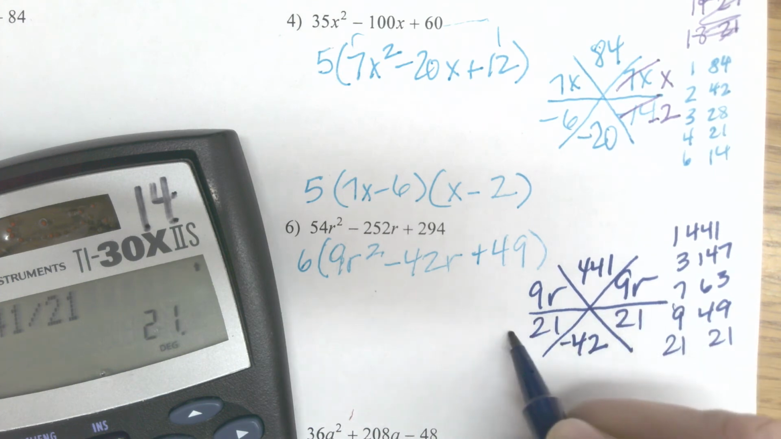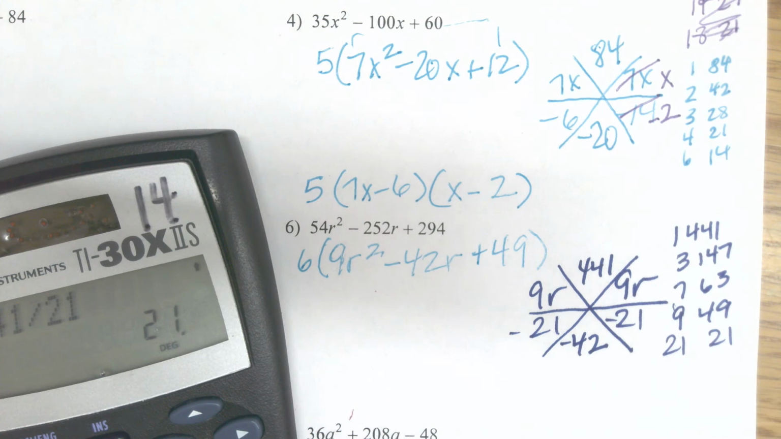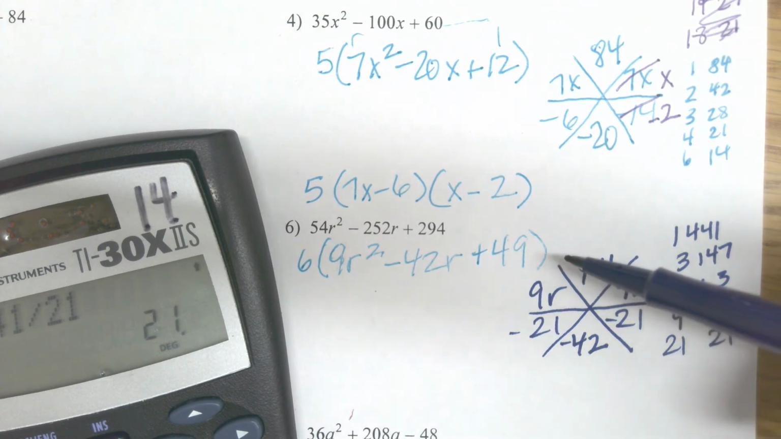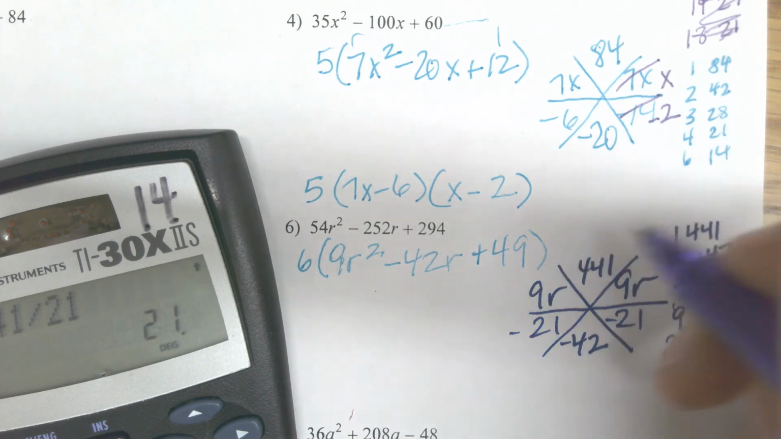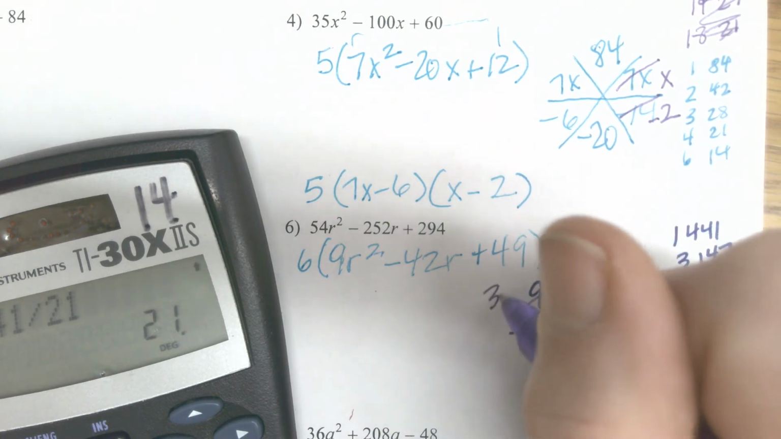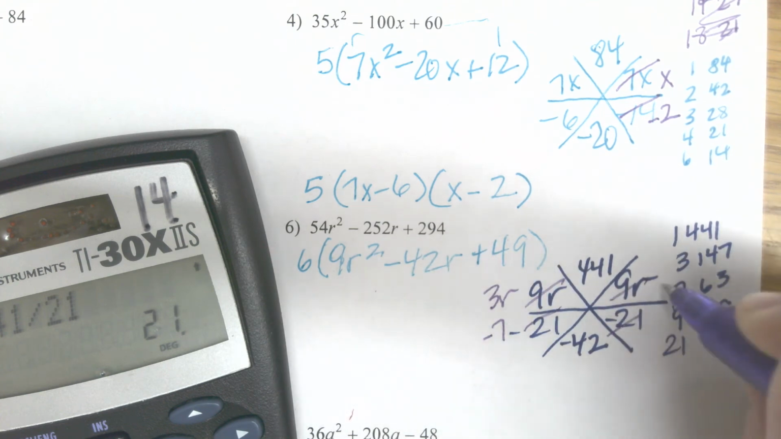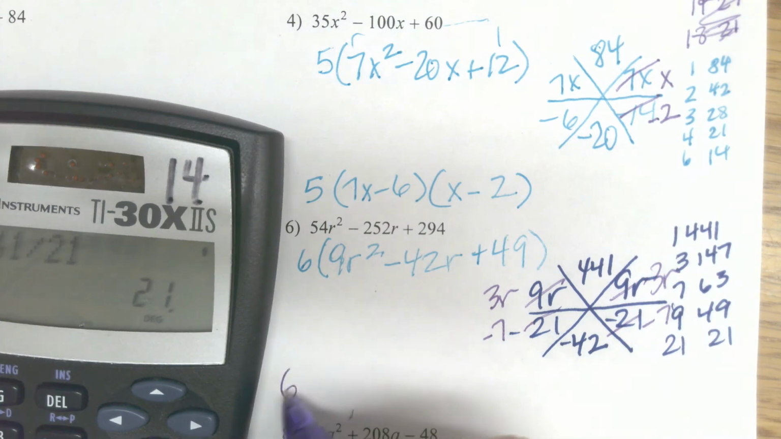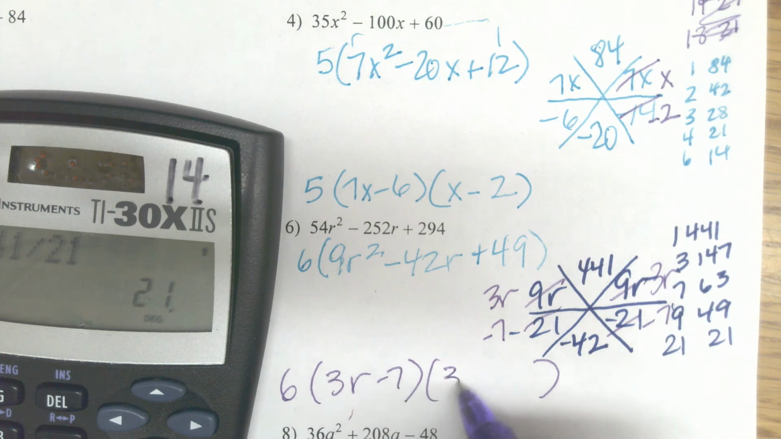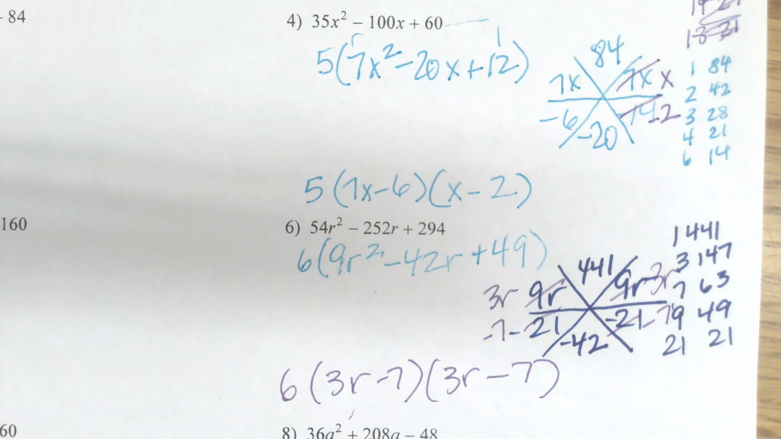21 and 21. Again, just keep playing with your calculator, and then reduce if you can. Sometimes, as in this case, you're going to be able to reduce both sides. I can divide them both by 3. So this is 3r minus 7 and 3r minus 7. So when I write my answer, I forgot to write that setup for it, I have two identical factors in that one.